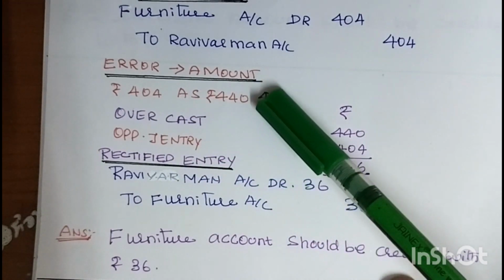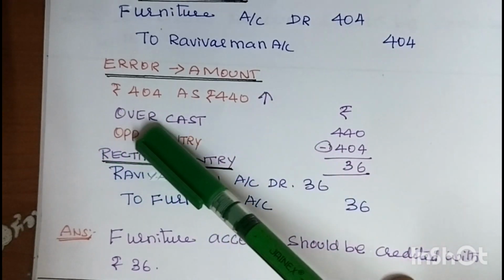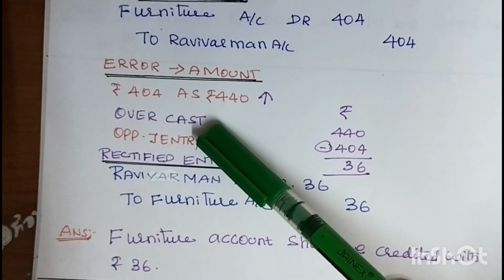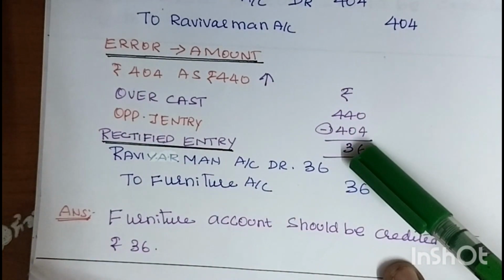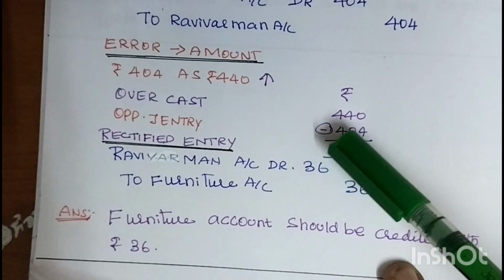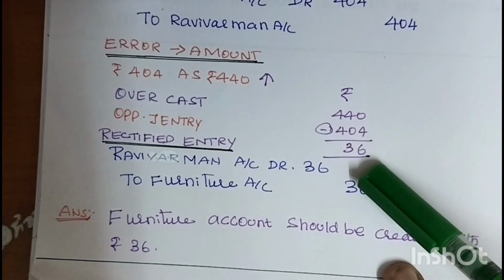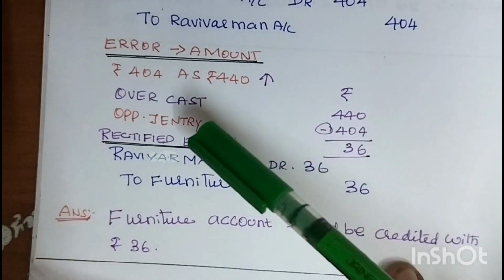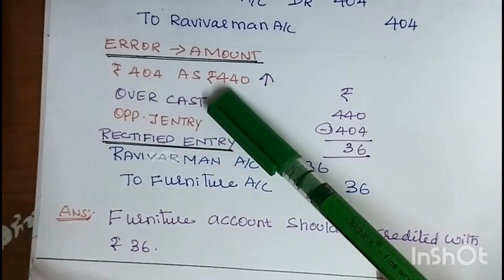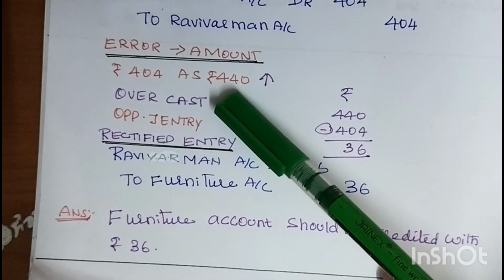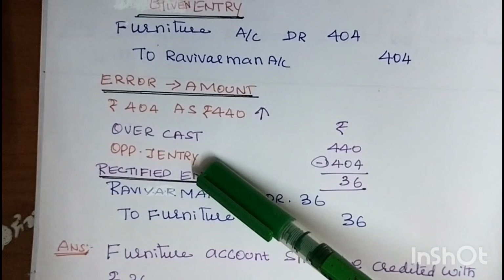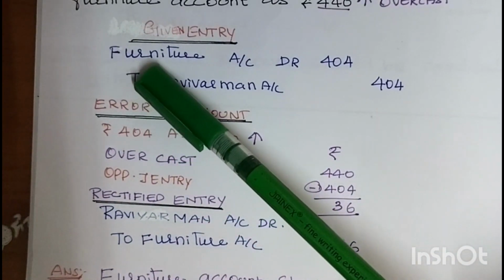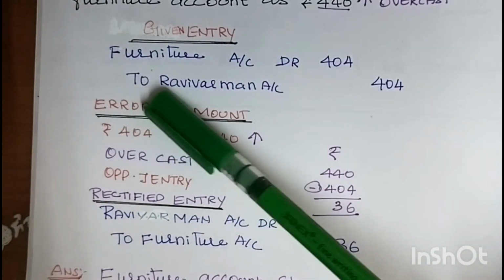So the amount increased. That means overcast. So we have to find out the difference between these two amounts. We have to subtract 404 from 440. We will get 36 rupees. Whenever you see overcast, more, excess in the given transaction, you have to follow the opposite journal entry. What is the correct journal entry? Furniture account debit to Ravi Varman account.